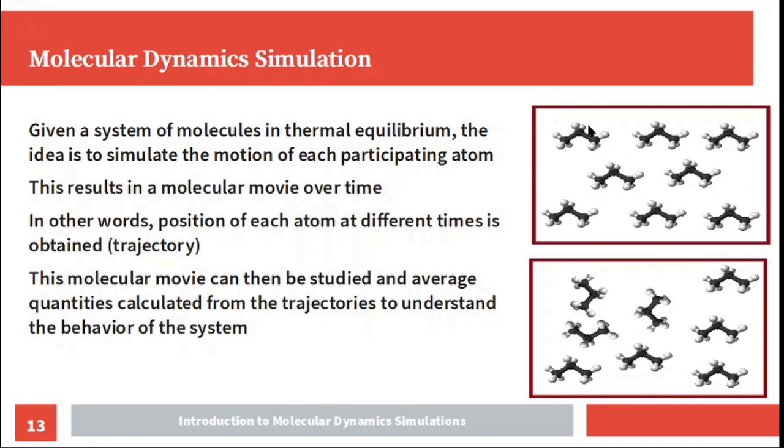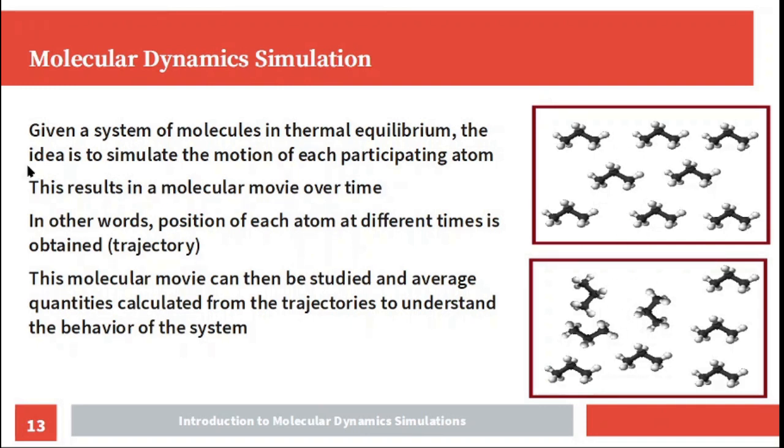You need to simulate the motion of each participating atom here. This would result in a molecular movie over time. So, for example, at one particular point of time, say starting t equal to 0, your system might look like this. At t equal to 1, the system might look like this. At t equal to 2, the system might once again look like this or some other configuration. And this way, you'll have a molecular movie over time.